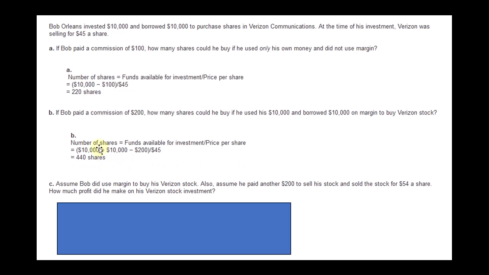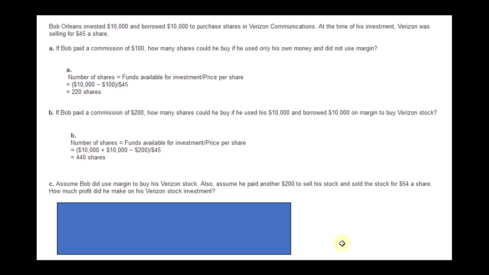So for the number of shares here, we take the funds available for investment divided by the price per share. Now we've got $10,000 of your own money and $10,000 of borrowed money. Subtract the $200 commission he has to pay, and divide it by the current selling price of the shares, which is $45. The math gets you 440 shares.